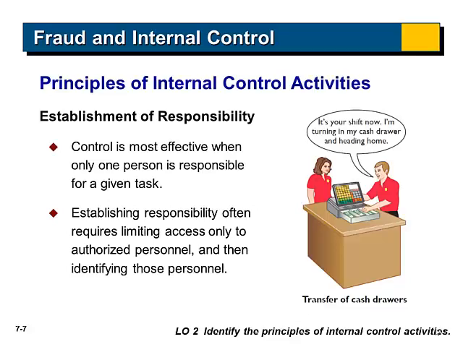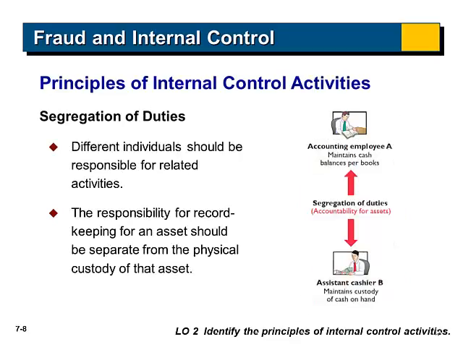So the responsibility for record keeping for an asset should be separate from the physical custody of that asset. So there is a segregation of duties between who actually maintains the cash, like a cashier, and who actually maintains the financial records of that cash. So at the end of the night, in the slide before that, when we were talking about the cash drawer, perhaps you walk back to your manager or you walk back to a cashier to balance your cash register at the end of the night.